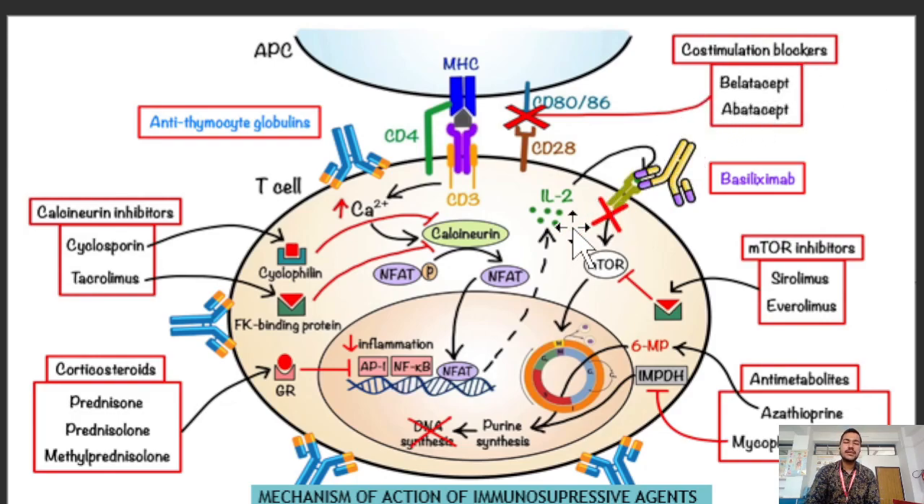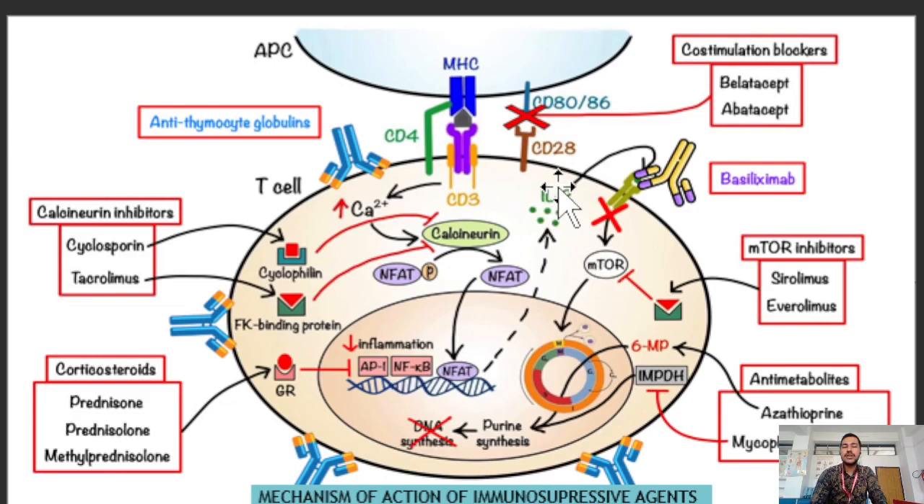So when this interleukin 2 goes out of the cell, immediately it will return and bind with the interleukin 2 receptor. The interleukin 2 receptor is located just outside the T cell. So immediately when interleukin 2 goes outside, it will come back and bind with the interleukin 2 receptor. Alright, now after this binding, it will activate one compound which is called mTOR.